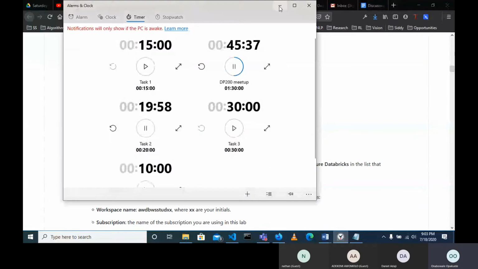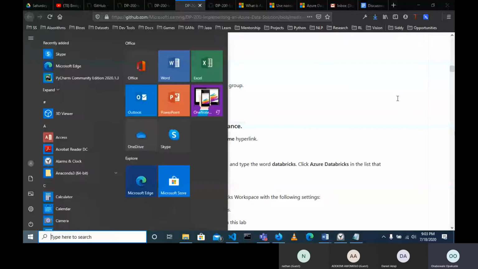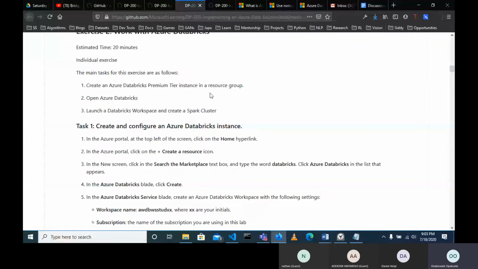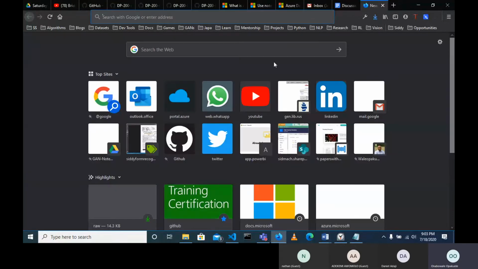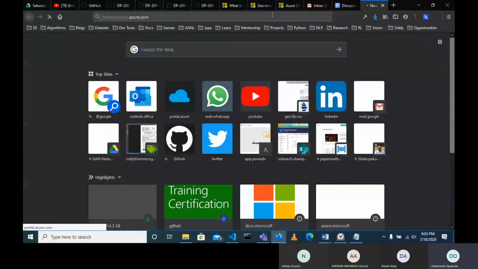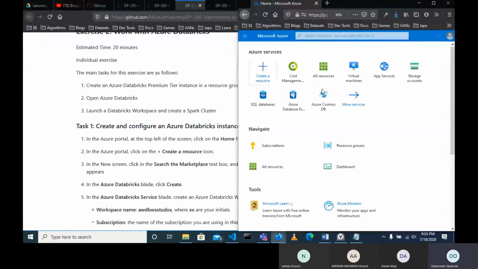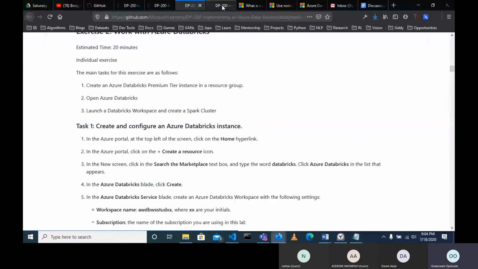Task 2, 20 minutes. So what's going to happen is we're going to create an Azure Databricks Premier tier instance. So let me log into my portal. Actually, going to split my screen. I don't have to jump from one to the other.